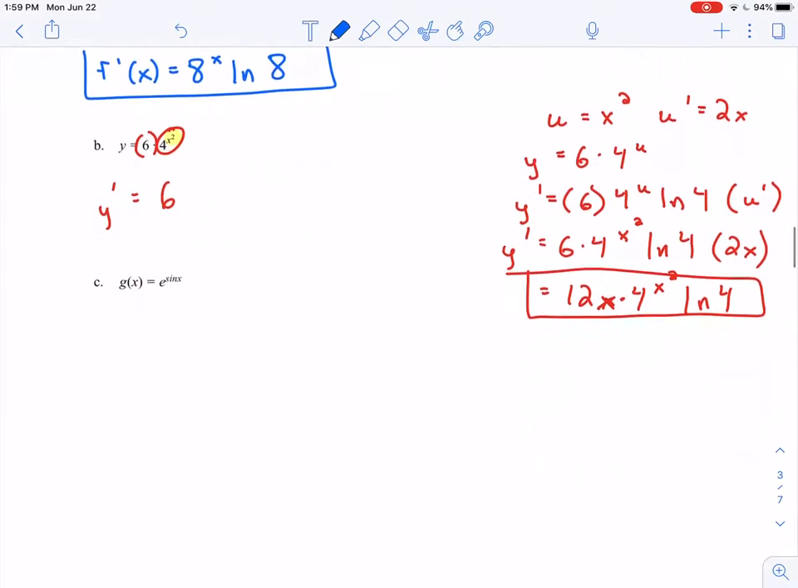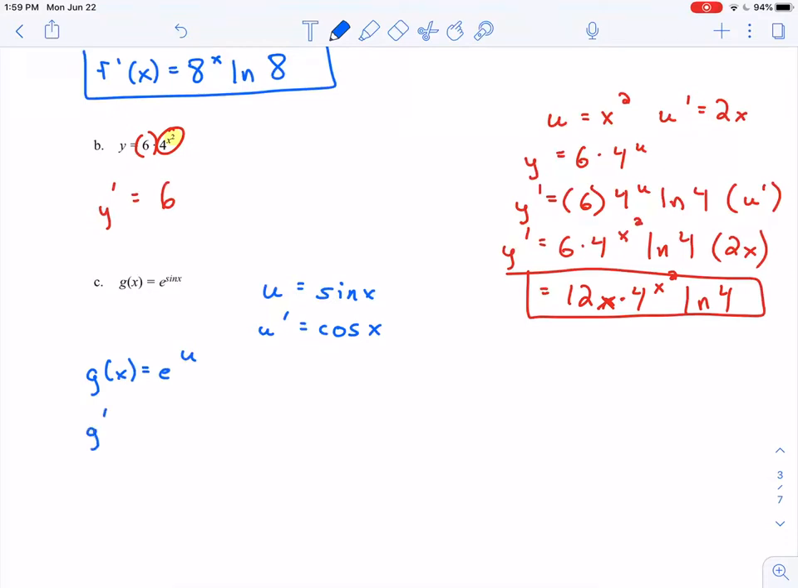So if I'm using the chain rule, I need to decide on an inside function, and that inside function is always going to be your power. So u is going to be sine of x. If I have u, I need to find u prime. Derivative of sine of x we know is cosine of x. So let's rewrite our function in terms of u. So g of x is equal to e to the u.